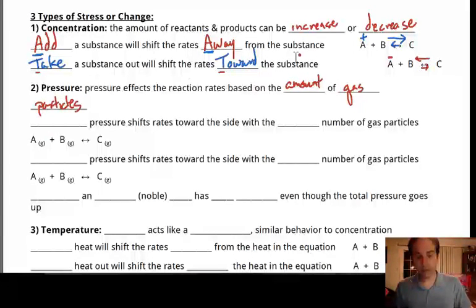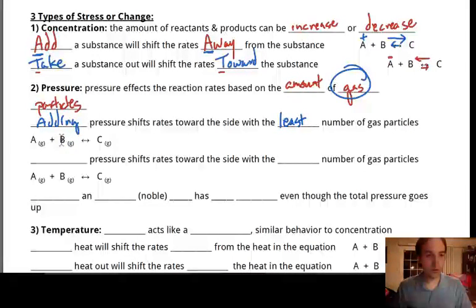Okay, and this part's really important. It's all about the gas particles. So adding pressure, in other words, if we increase the pressure, it will shift the rates towards the side with the least number of gas particles. So let's look at this particular reaction over here.